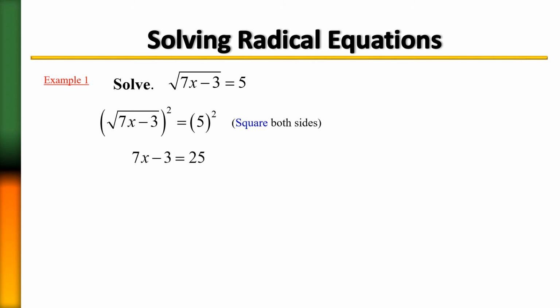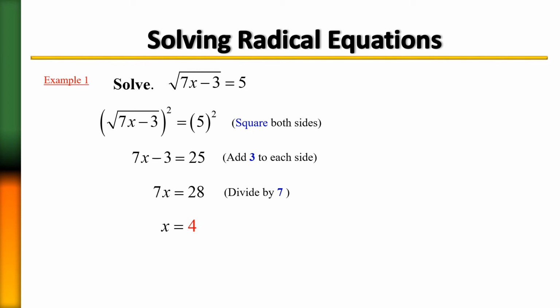What's my next step to solving for x? Yes, I have to remove that negative 3, and the way to do that is to do the opposite, which is add 3 to both sides. Last step to solving this equation is to do what? Yes, I'm going to have to divide by 7. And what is x? If you said x is 4, that is correct.